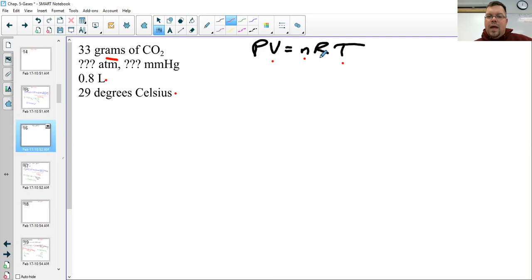You've got your ideal gas law constant taken care of. You're solving for the pressure. Now when you spit it out of the equation, the pressure is going to be in atmospheres. I want you to solve for the pressure in atmospheres, but then additionally, I want you to do one extra conversion and convert atmospheres to millimeters of mercury.